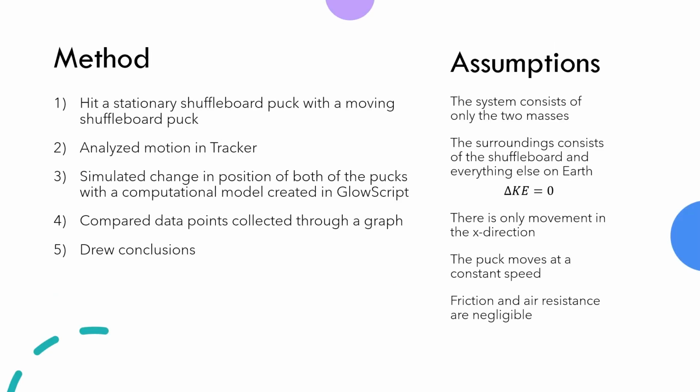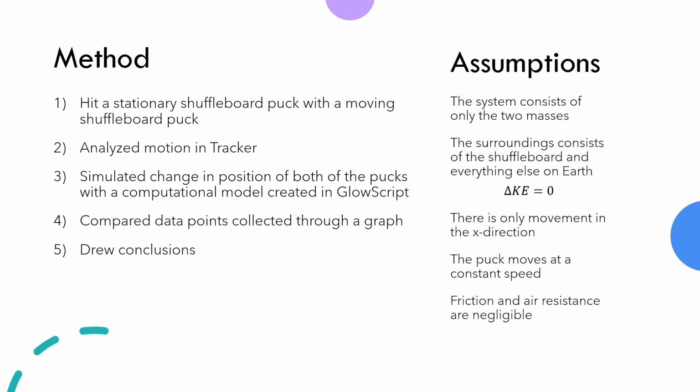To conduct our experiment, I first hit a stationary shuffleboard puck with a moving shuffleboard puck. I then analyzed both of the pucks' motions in Tracker, and then simulated the change in position of both of them with a computational model created in GlowScript. I then compared data points that were collected through a graph and drew conclusions.